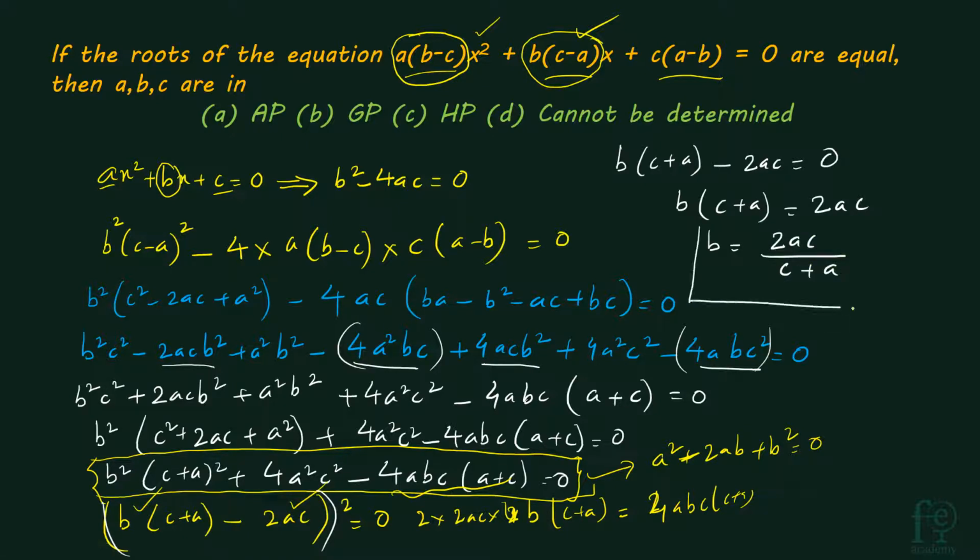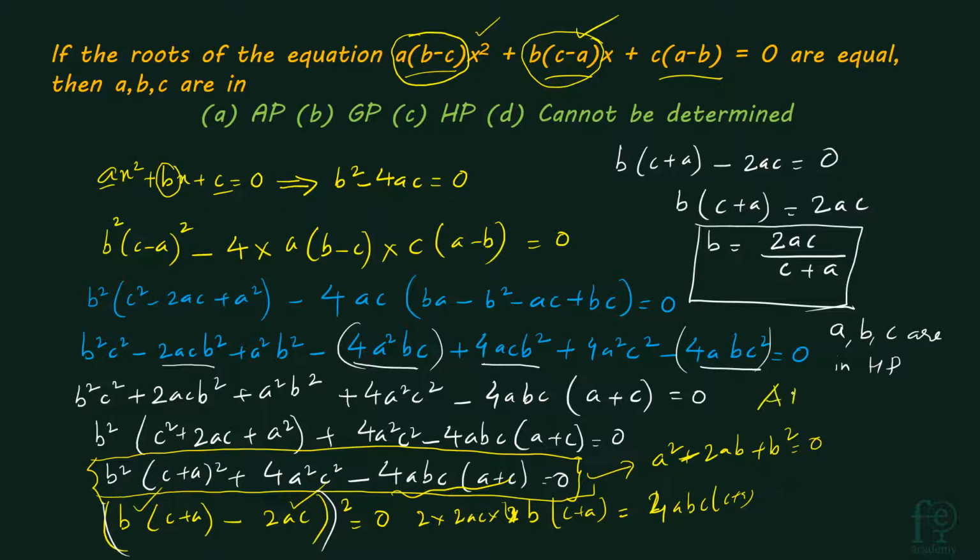So what is this format? If b is equal to 2ac divided by c plus a, it implies that a, b and c are in harmonic progression. So this you have to know. What is arithmetic progression, what is geometric progression, and what is harmonic progression. So what is arithmetic progression?